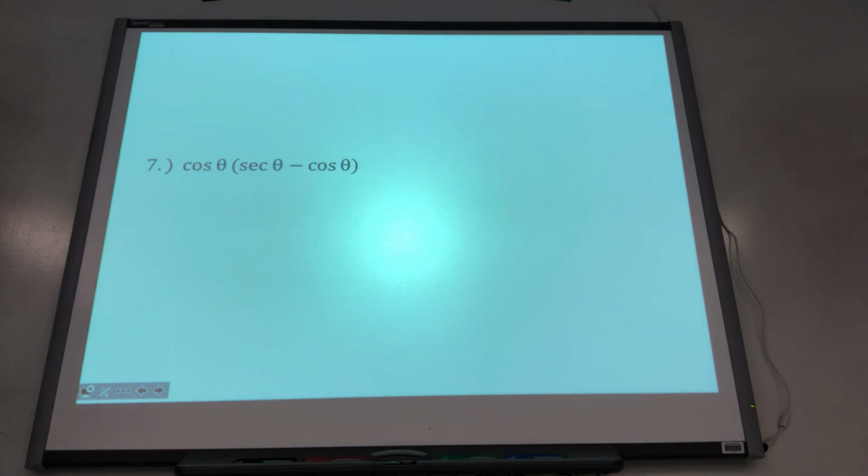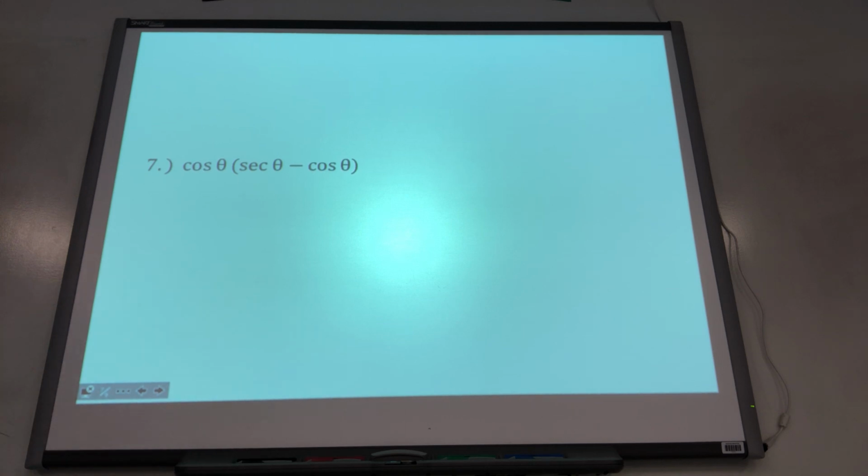All right, last 2 here. This is number 7. Cosine of theta times secant of theta minus cosine of theta.